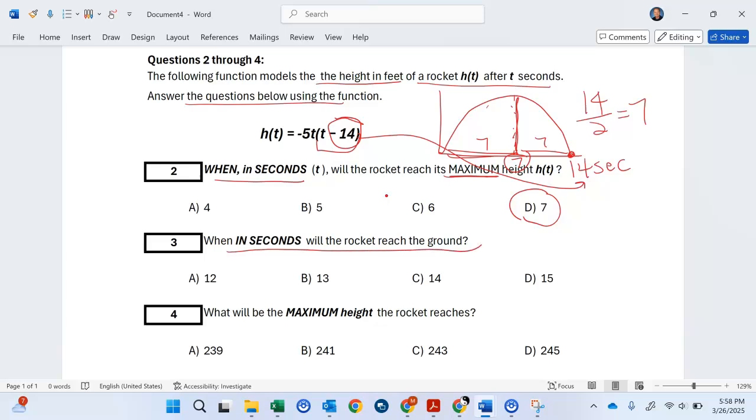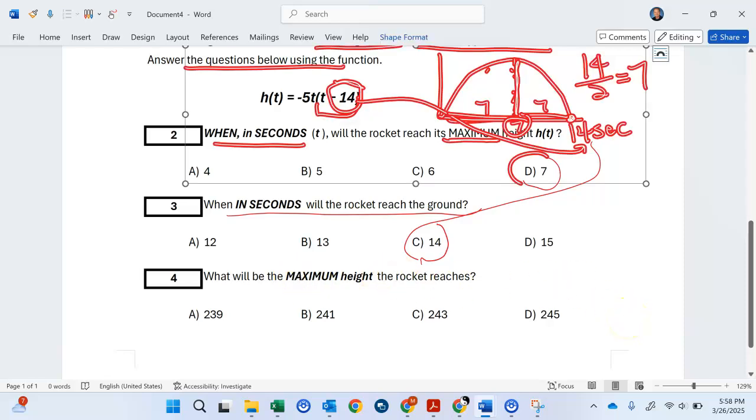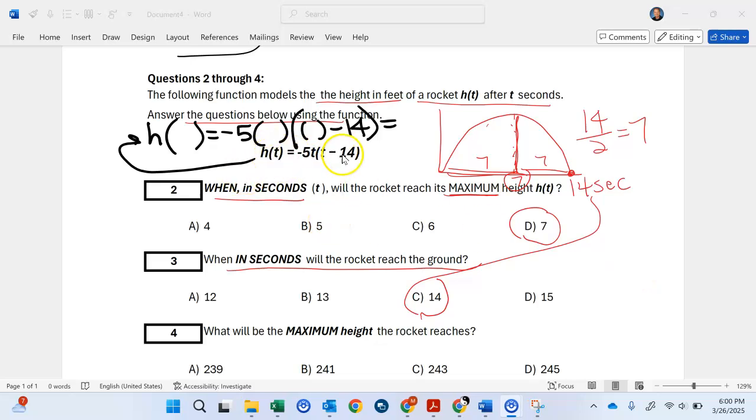Oops. And my pen's not working very well. There we go. Okay, so that's the first two questions. What's the maximum height? Well, now that we already have the equation, what I did is I rewrote it up here like that.